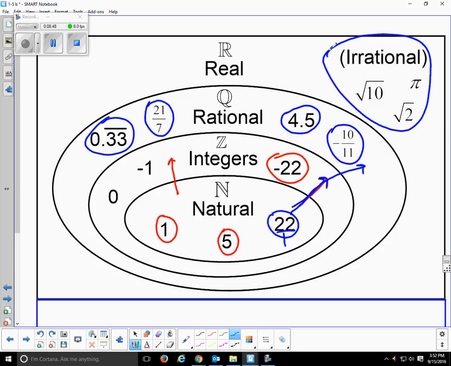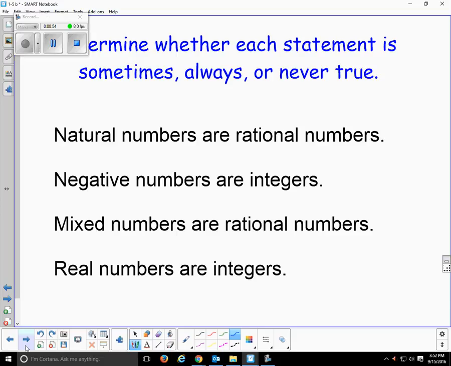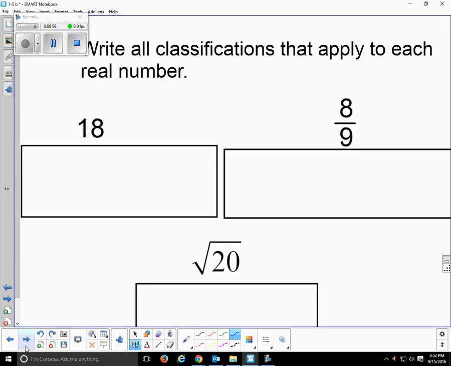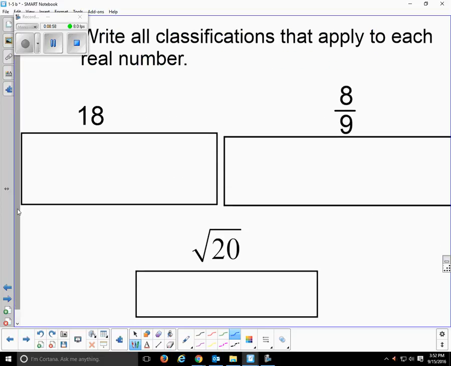Let's do some examples, because I feel like we need to see some examples before I bog you down too much. All right, let's skip this one. I'm gonna go over here first. We'll come back to that first one. We're gonna write all the classifications, all the names that apply to each real number. All right, so that's the idea here. So 18. And actually, you know what? Pause it. Try this first. If you have no idea what to do, then just keep watching. But pause it. Try it if you think you know.